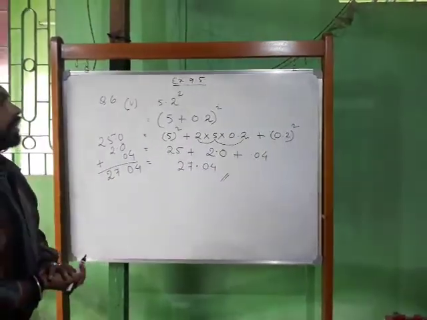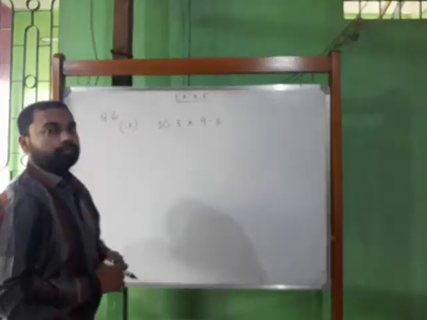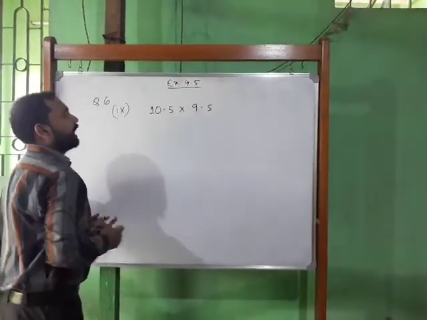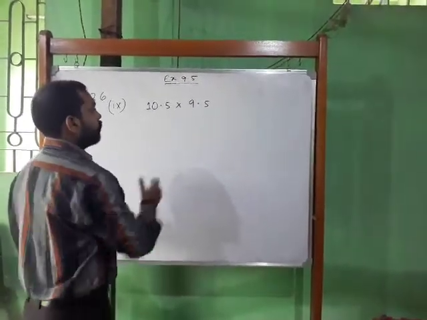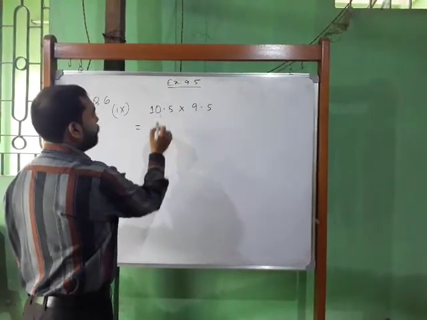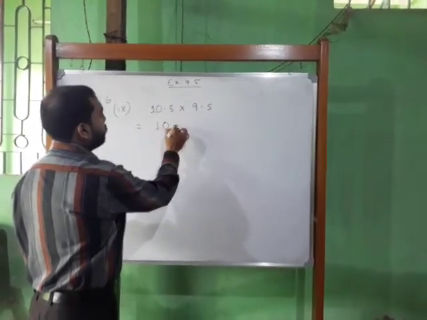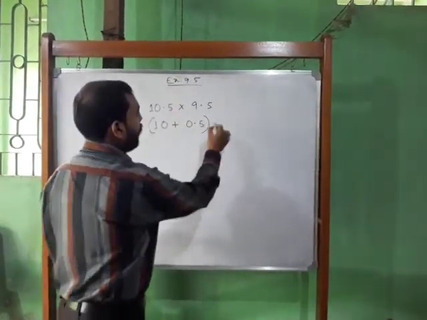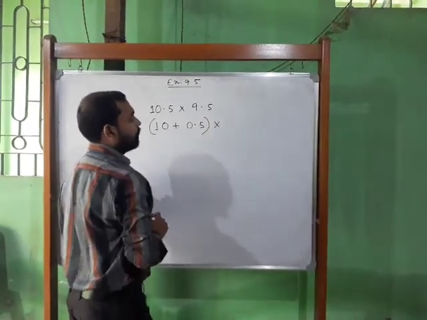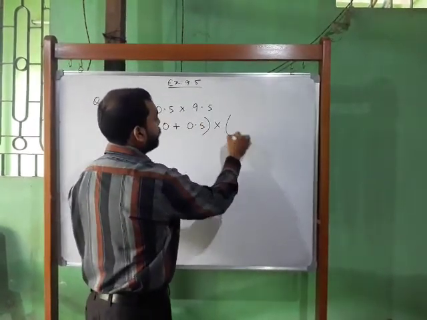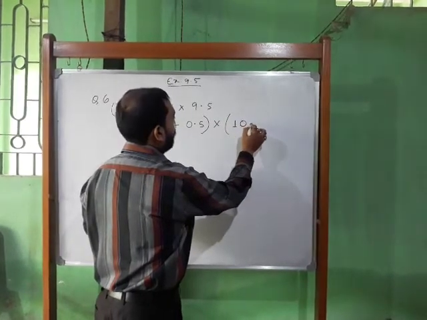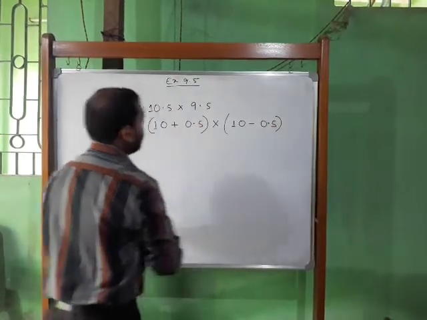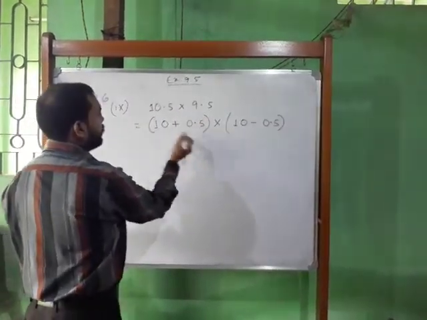Okay, let us take a few more examples. Question number 6, part 9. It is given 10.5 into 9.5. So how can we use an identity here? 10.5 can be written as 10 plus 0.5. Again 9.5, since into is there, we will give a multiplication sign, can be written as 10 minus 0.5. Now you see which identity this is.